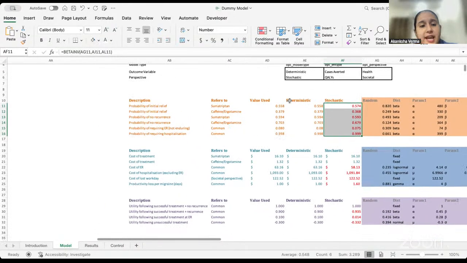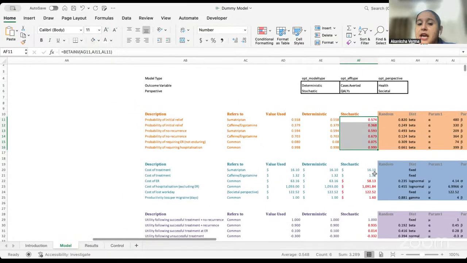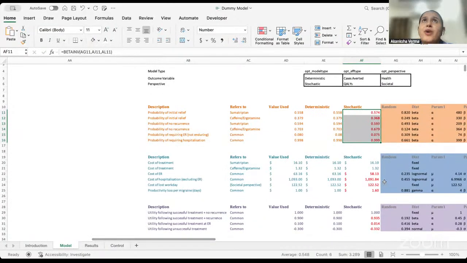So we have probabilities, cost, and utilities. For probabilities, I'm using beta distribution. Usually beta distribution is used, and for cost, either you use log normal, or if you want to keep the cost fixed, you don't put any distribution. You need to reason out why you are doing what. Beta, gamma, log normal, these are different types of distribution you use.